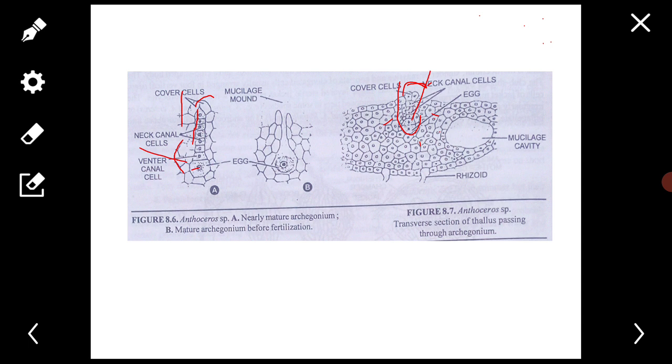At maturity, the neck canal cells and venter canal cell disintegrate and become mucilaginous. The cover cells also disintegrate and produce mucilage. The mucilage fills the archegonial cavity and also forms a mound at the opening of the archegonium, that is this opening of the archegonium.